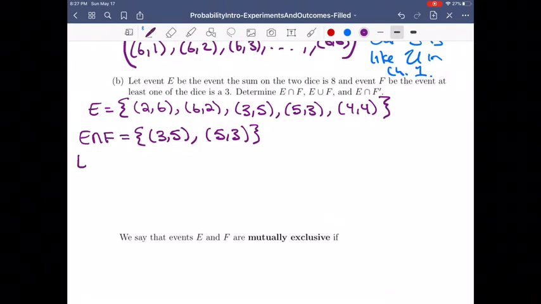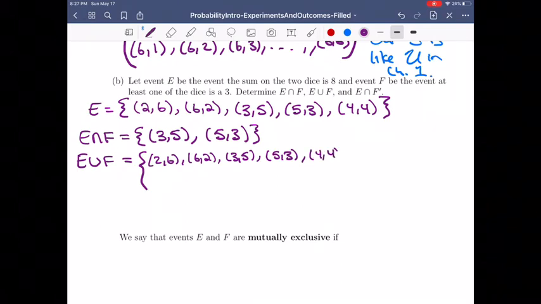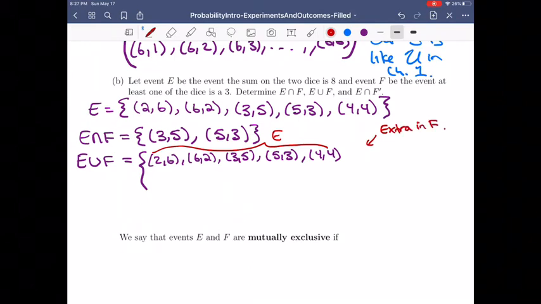Now when I'm doing the union, remember this one's going to be a bit bigger. Remember that I write out everything that's in one of them. So I'm going to write out everything that's in E. Okay, so those are the ones that are in E. And then I want to write all the ones that are extra in F. So that's going to be everything else.